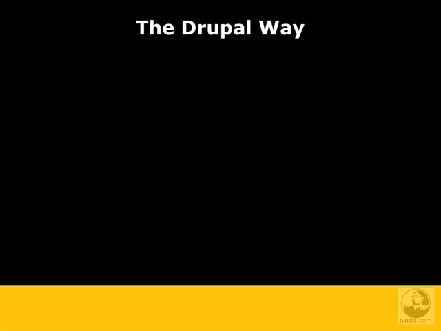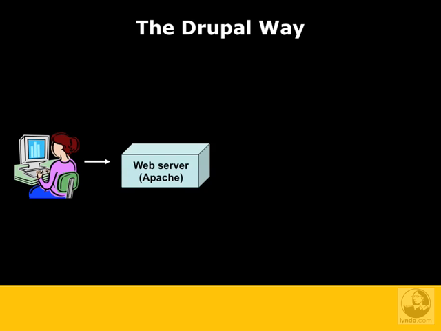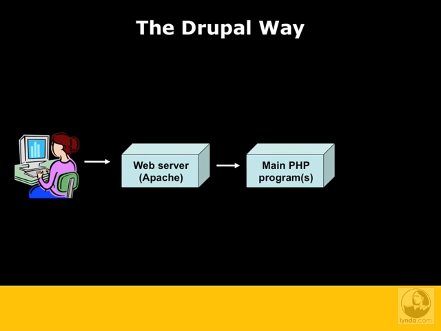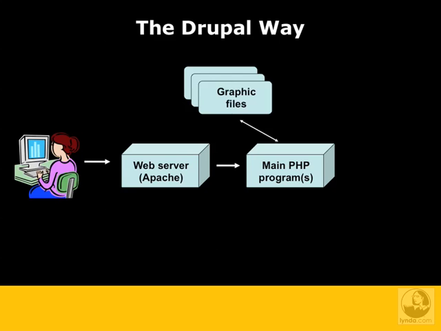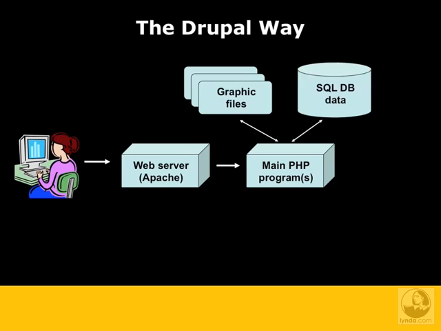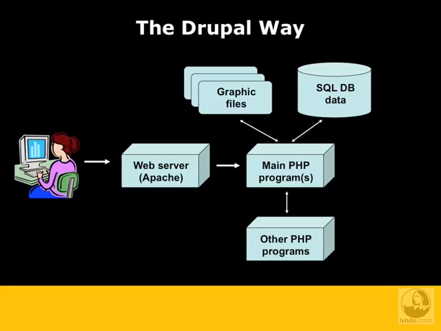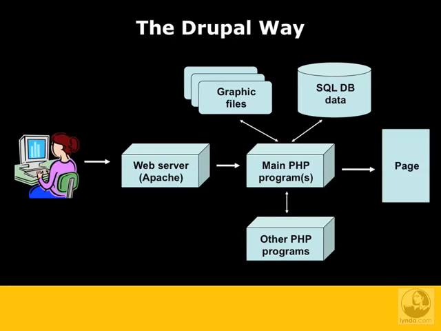Now we're going to take a look at what happens when somebody requests a page from a Drupal website. Once again, there you are sitting at your computer, and you make the same sort of request to an Apache web server. However, in this case, instead of going to an HTML file, it actually calls up a PHP program. That program, in turn, calls together graphic files, but also data that are inside of an SQL database. And it might also call additional PHP programs or other types of programs. All of these things are taken and put together by the PHP program as a page, which, again, gets sent back to the web server and then goes back to you.